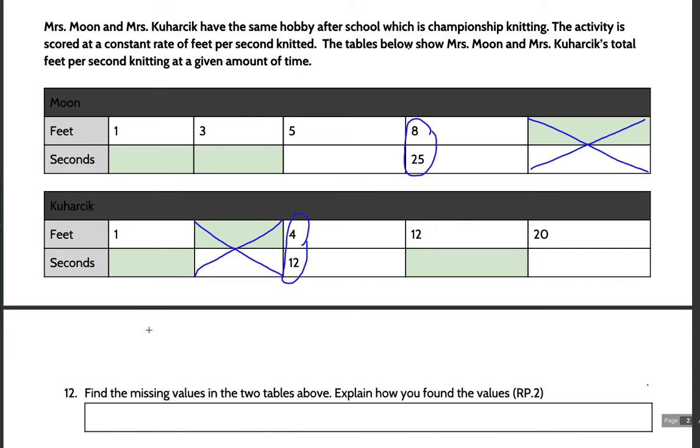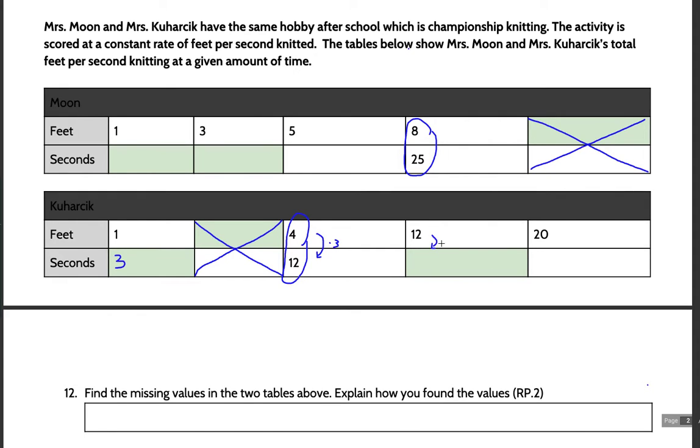So we want seconds per foot, right? This one's easy to figure out because if you want to find the seconds for 1 foot, seconds per foot, it would be 12 divided by 4, which is 3. Another way you could figure that out is think, how do you go from 4 to 12 using multiplication or division? Well, you could times 3. 4 times 3 is 12, right? So 1 times 3 would be 3.